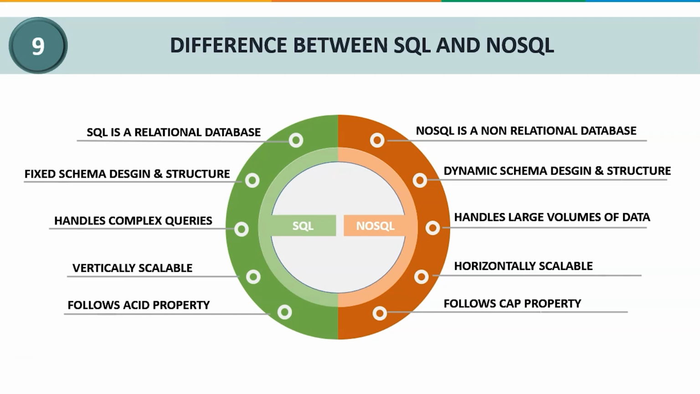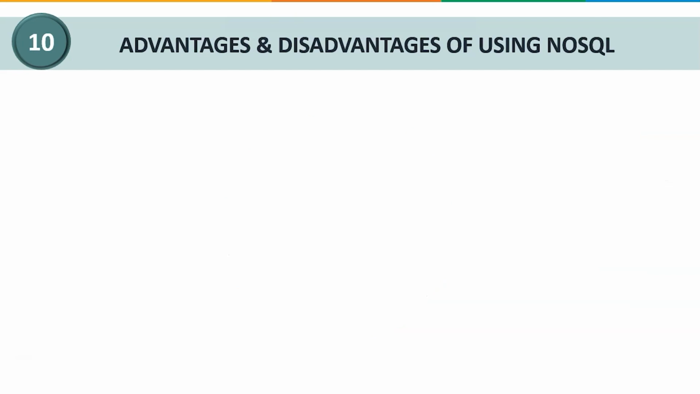And finally, SQL follows ACID properties. Atomicity means transactions should be performed at once or not happen at all. Consistency means the state of a database should remain consistent before and after the transaction. Isolation means one transaction shouldn't affect another transaction and it should be independent. And lastly, durability: a successful transaction should be reflected even if there is any system failure. Whereas NoSQL follows the CAP property, that is consistency, availability, and partition tolerance.